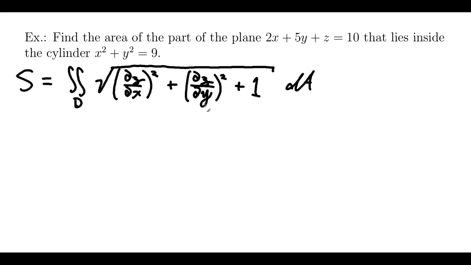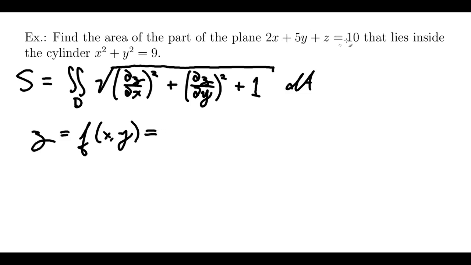So this tells us what we need to compute. We need to figure out what our domain is. Well, that's described as being inside the cylinder x squared plus y squared equals 9. That gives us a disk in the xy plane. So we know what that's going to be, a disk of radius 3 centered on the origin. So we're fine there. We need to compute the partial of z by x and the partial of z by y.